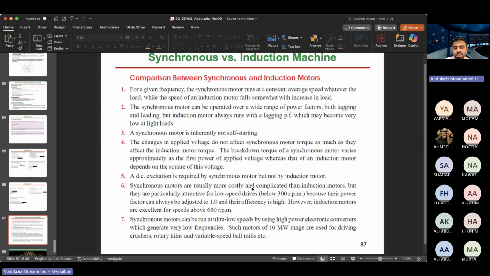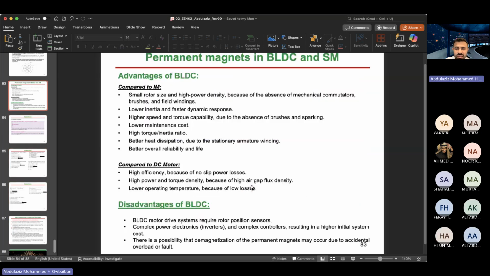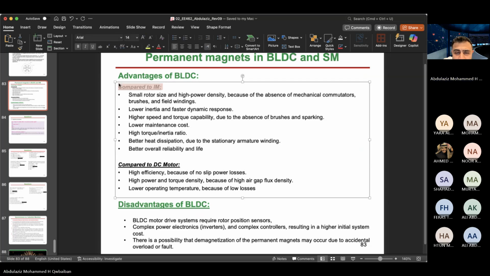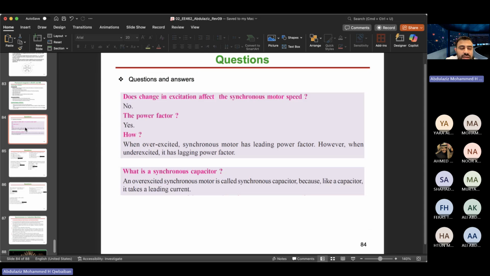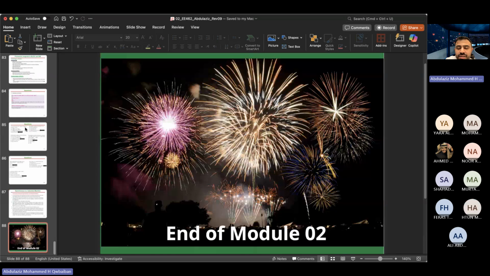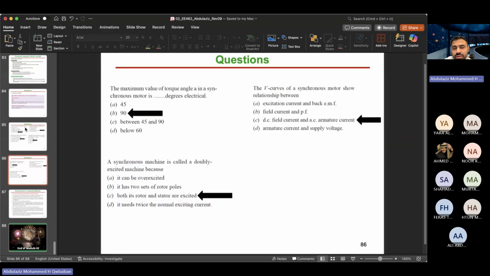So next lecture, we will start with the comparison. But let me verify. I think the title here is wrong. No, I think these are correct. This is slip rings. Okay? So study this material, solve these questions, and this is the end of module 2. We're done.